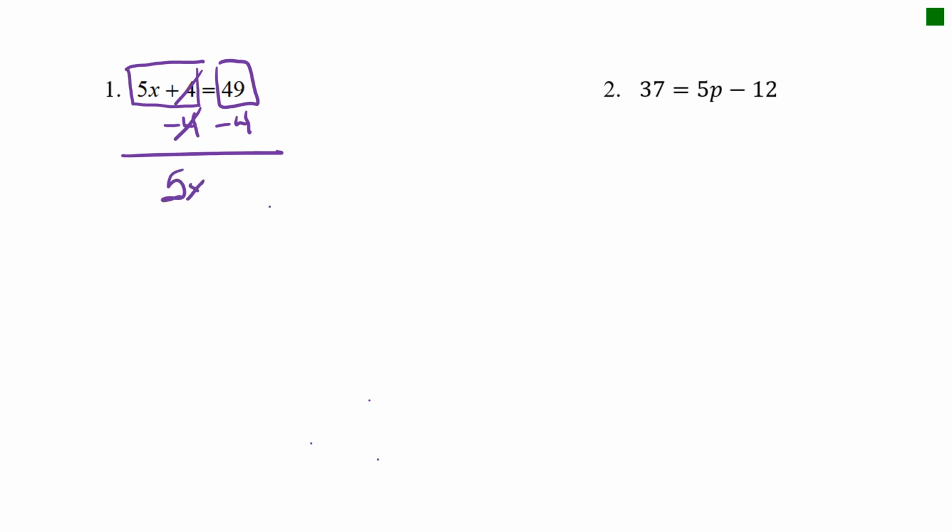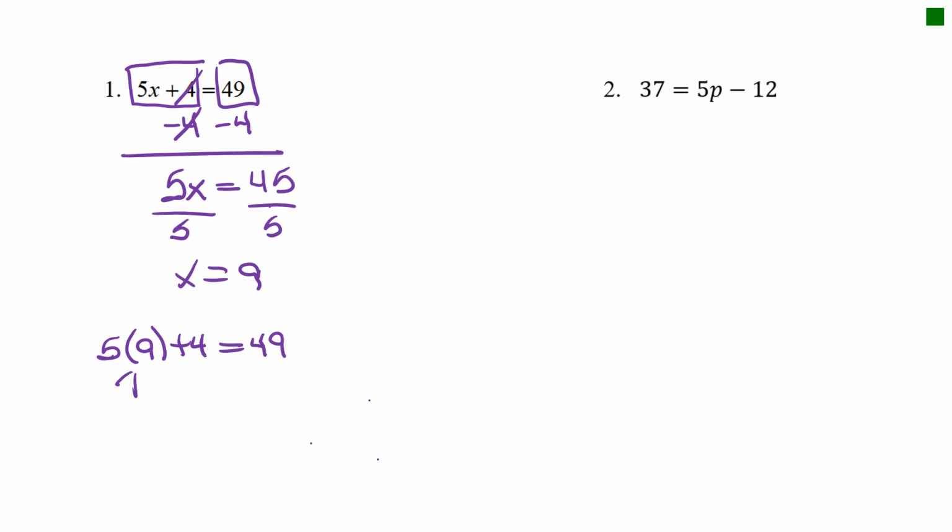So what do I have left over there? Just 5x. I bring down the equal sign. 49 minus 4 is 45. This is multiplication. Opposite of multiplication is division. So I divide both sides by 5. I get x equals 9. Remember, to check it, I can do 5 times 9 plus 4, and I want to see if that equals 49. So is 45 plus 4, does that equal 49? It does. We have a happy check. We can move on to the next problem.